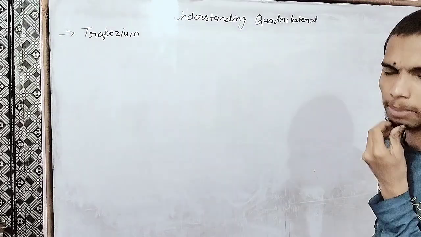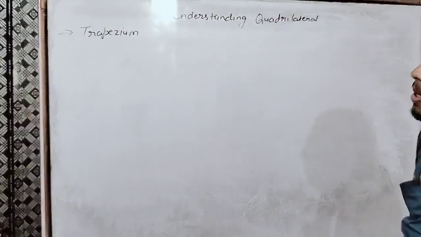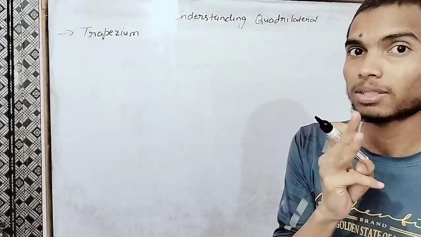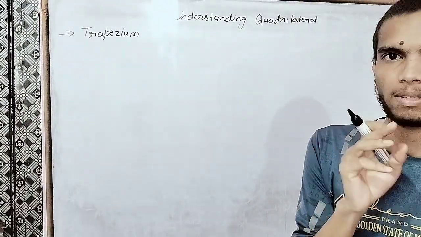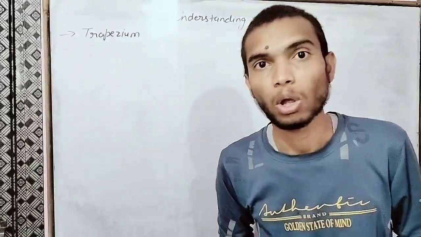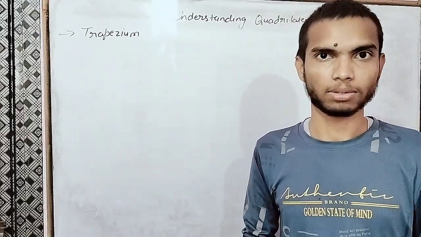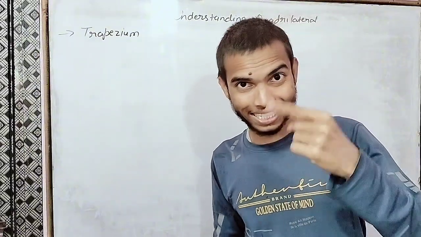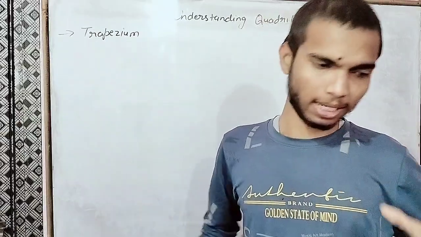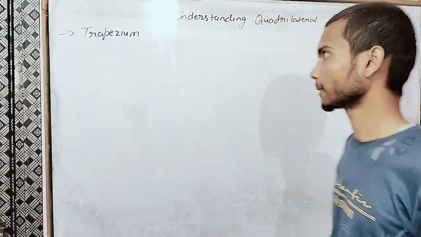A trapezium is also a quadrilateral. But a quadrilateral like a square or rhombus has two pairs of parallel lines. Here the trapezium quadrilateral will have only one pair of parallel lines, and the second pair of lines will not be parallel.